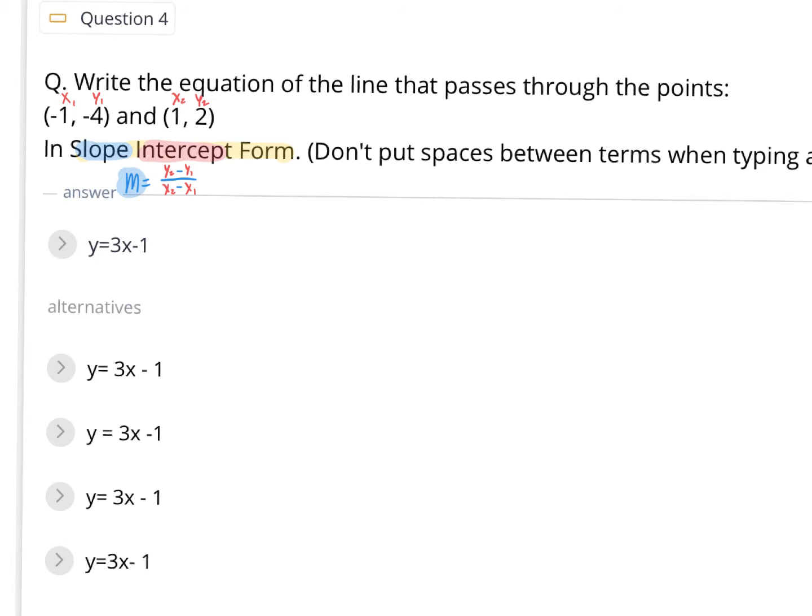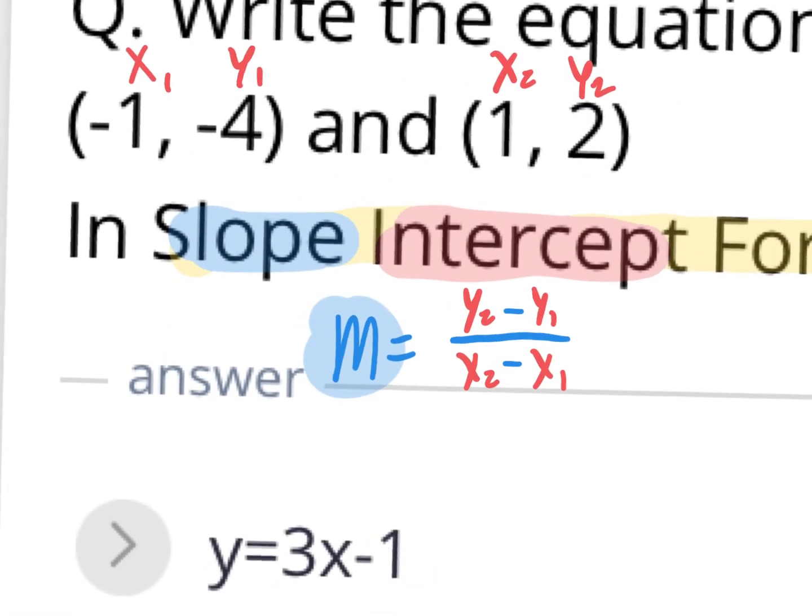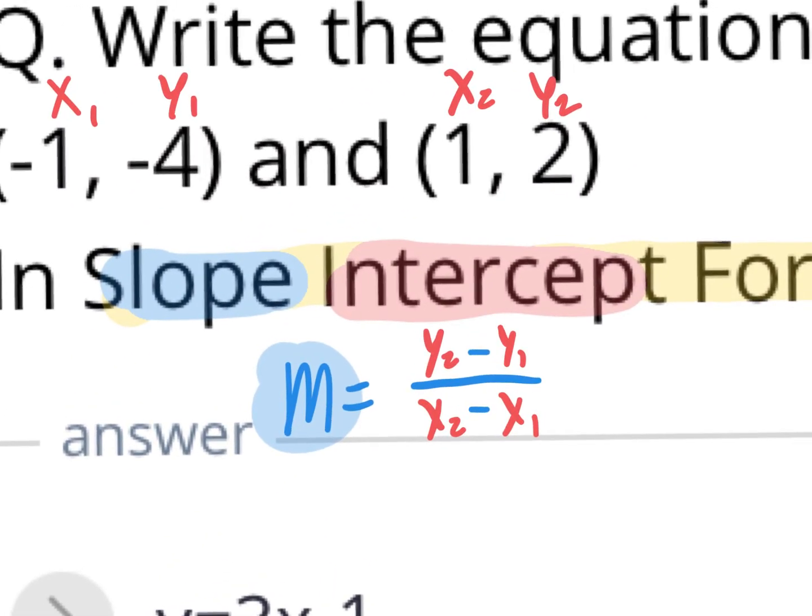Y equals mx plus b. So this is what we want it to look like, and this is a question where we type in our answers, and the instructions say don't put spaces between your terms when typing in your answer. So let's begin with the slope, yeah? With that slope formula. And when we begin with that slope formula, we start with the division and the subtractions, and let's plug in the y2 value, which is 2, the y1 value, which is negative 4, the x2 value, which is 1, and the x1 value, which is 1. Once again, actually, no, I'm sorry, it's negative 1.